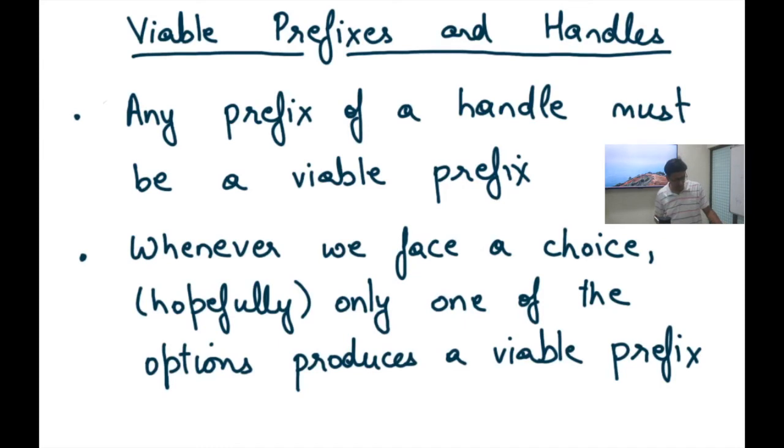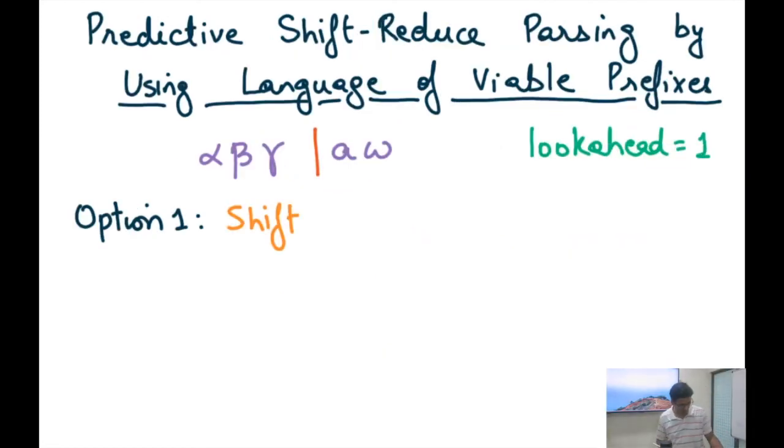And hopefully, whenever we face a choice, only one of the options produces a viable prefix. So the reason we are studying viable prefixes is because for many grammars, it may be the case that whenever we have a choice between a shift and a reduce, or between one reduce and another reduce, we can check which one is a viable prefix, and based on that we can prune our choices.